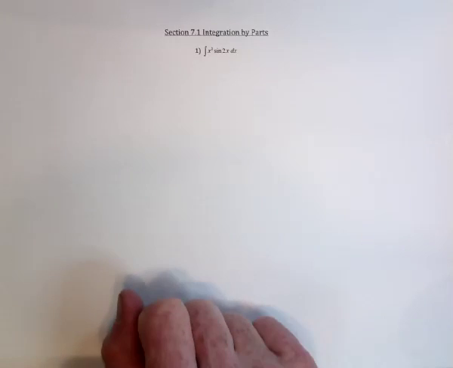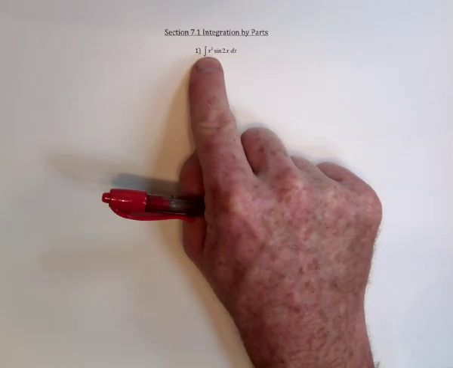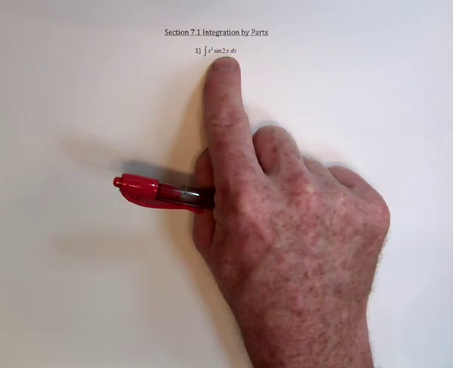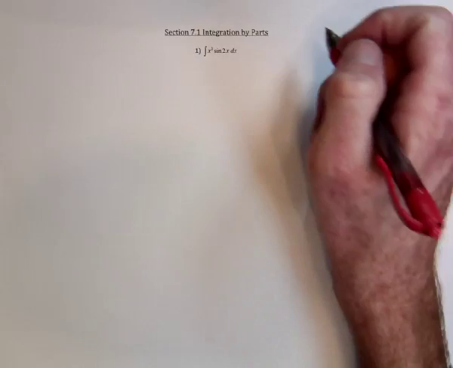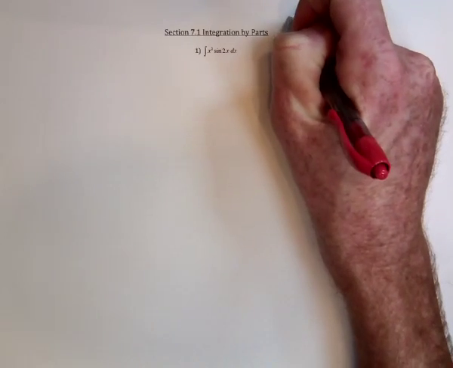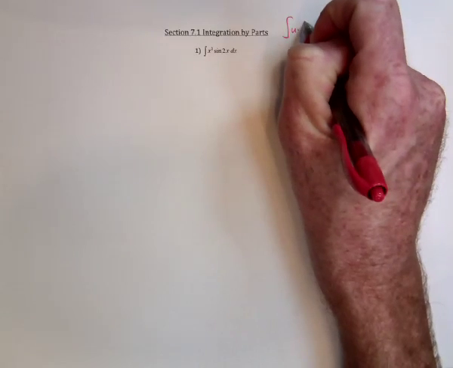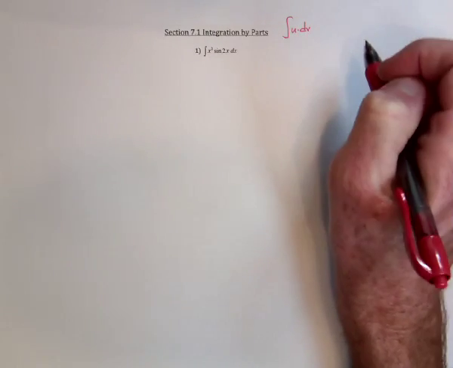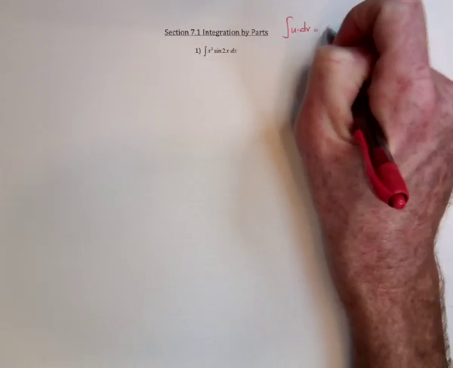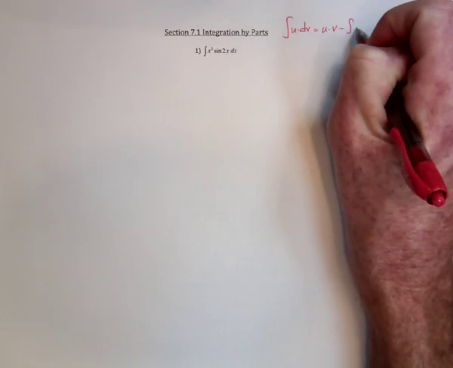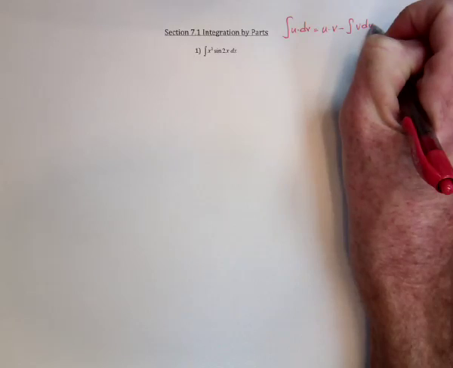The idea of integration by parts is that if you've got a product of two functions that you need to integrate, such as x squared and sine of 2x, then you use integration by parts, which says you've got the integral of u times dv, so there's the product. That's going to equal u times v minus the integral of v du.